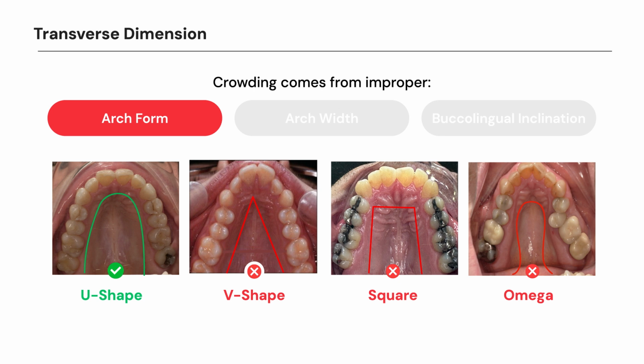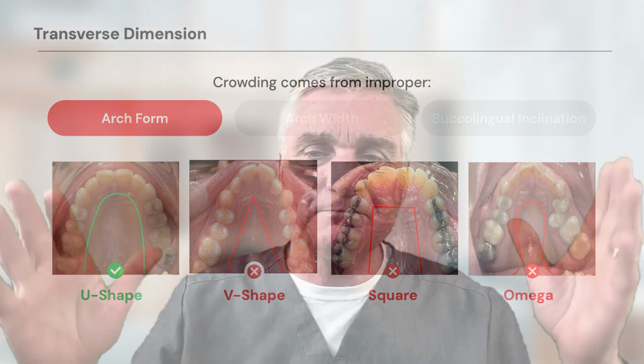Square arch, typically that's going to be associated with that class 2 div 2 that we talked about. And then omega arch, that's when someone smiles and you see some front teeth and then you don't see anything and then you see back teeth. It's omega after the Greek symbol, and it looks like that kind of weird Lululemon sign or whatever it is. But the idea is that we don't see bicuspids when someone smiles. They're hidden because of the way the arch is shaped. Again, no space for the tongue in a situation like this, and very unhealthy.